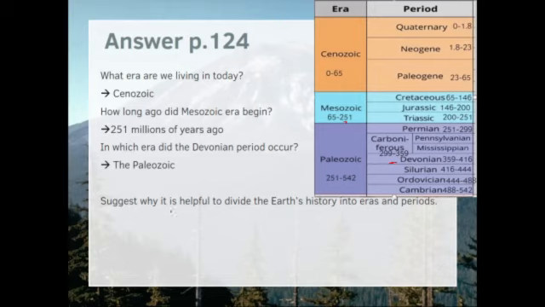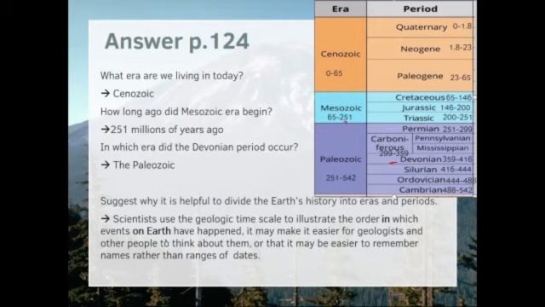So why is it helpful to divide the Earth's history into eras and periods? This is very useful for scientists to illustrate the order in which events on Earth have happened. It may make it easier for geologists and other people to think about them, and it may be easier to remember names rather than just ranges of dates.